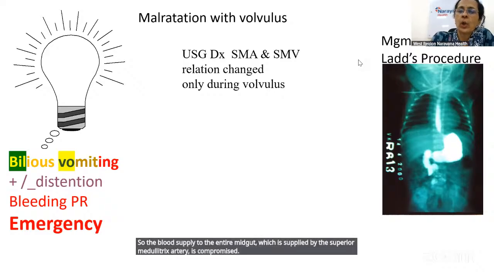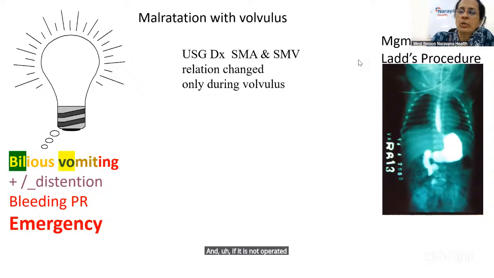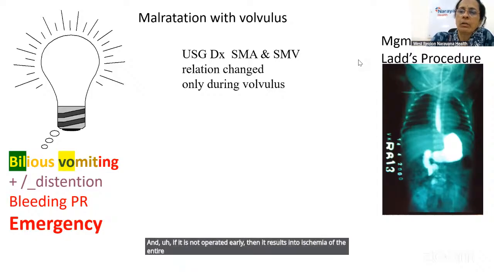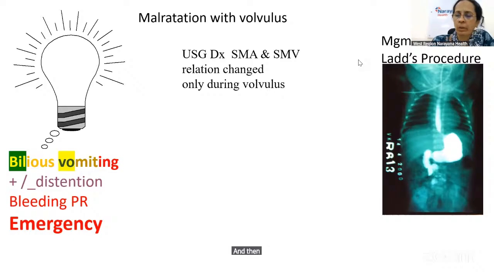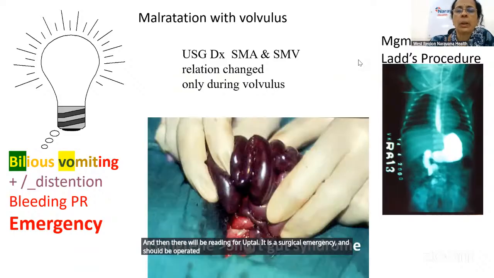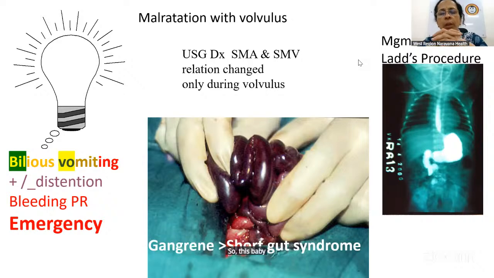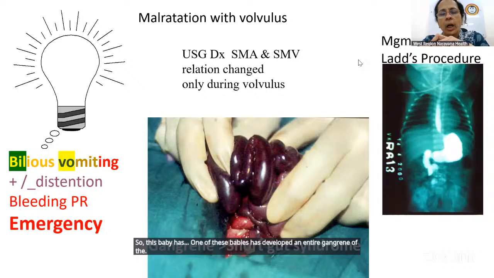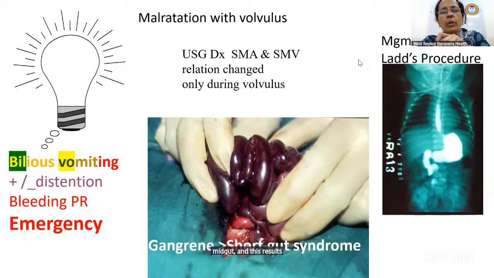And if it is not operated early, then it results in ischemia of the entire midgut, and then there will be bleeding rectally. It is a surgical emergency and should be operated as early as possible. One of these babies has developed gangrene of the entire midgut, and this results in short gut syndrome because the entire jejunum, ileum, and part of the colon become gangrenous.